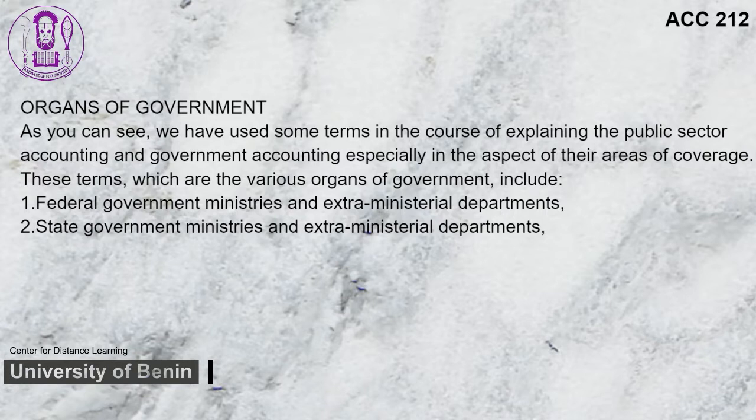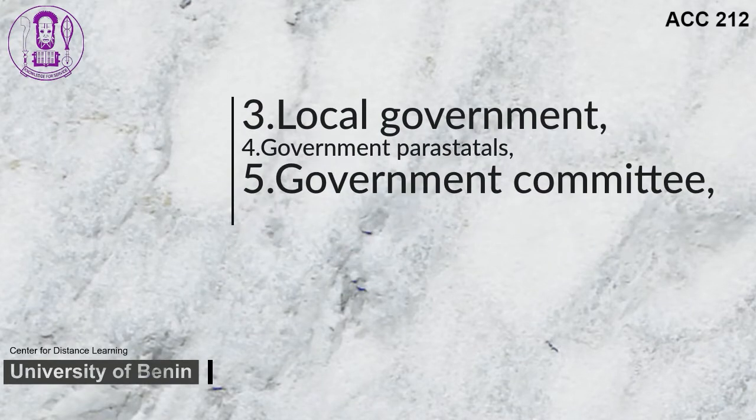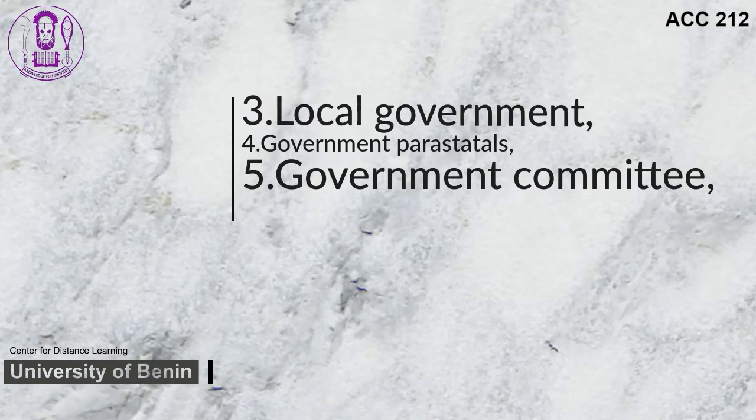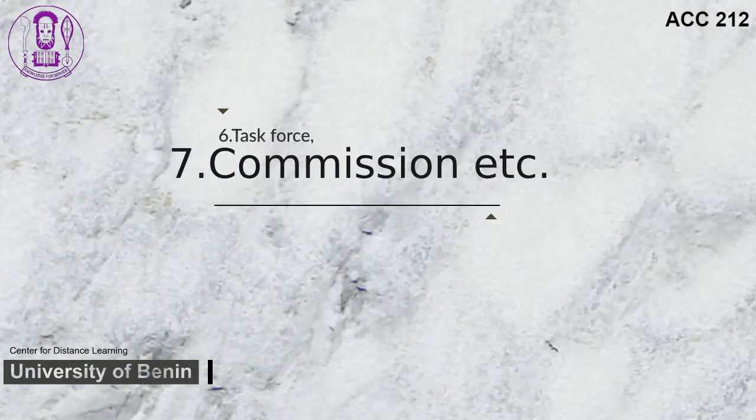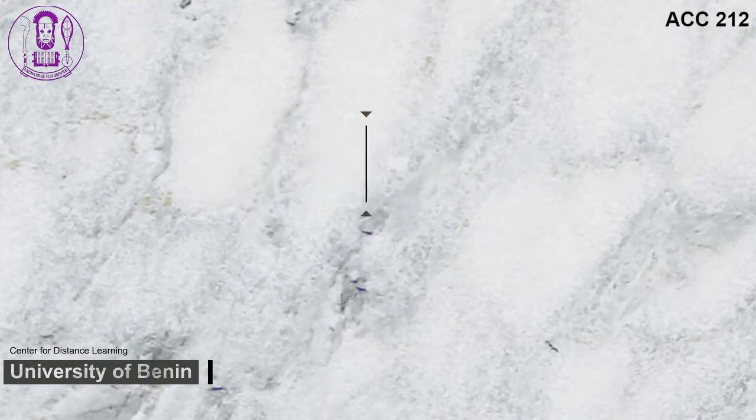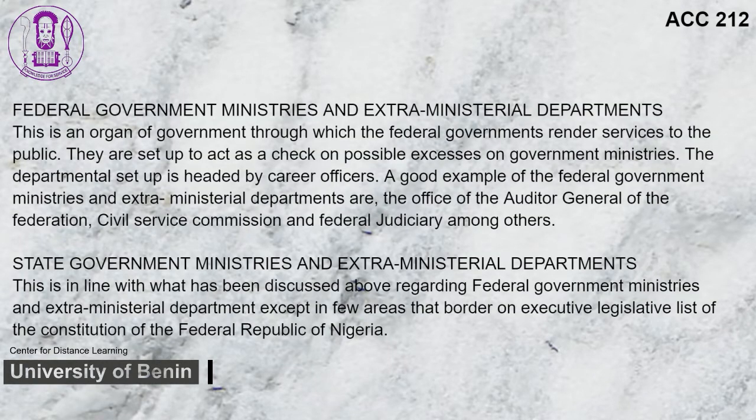These terms, which are the various organs of government, include 1. Federal government ministries and extra-ministerial departments. 2. State government ministries and extra-ministerial departments. 3. Local government. 4. Government parastatals. 5. Government committee. 6. Task force. 7. Commission, etc.